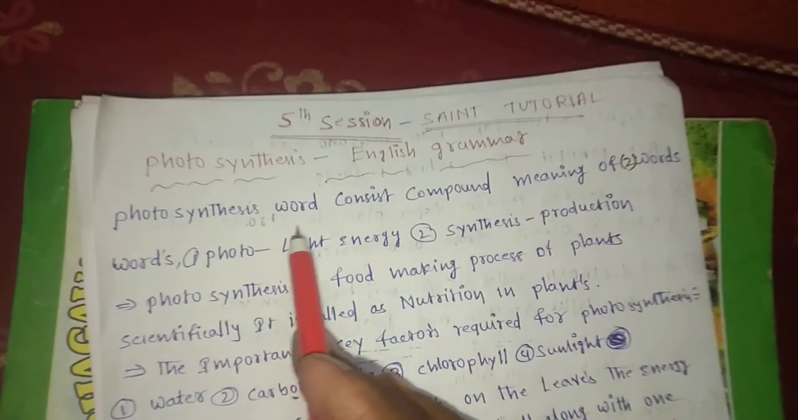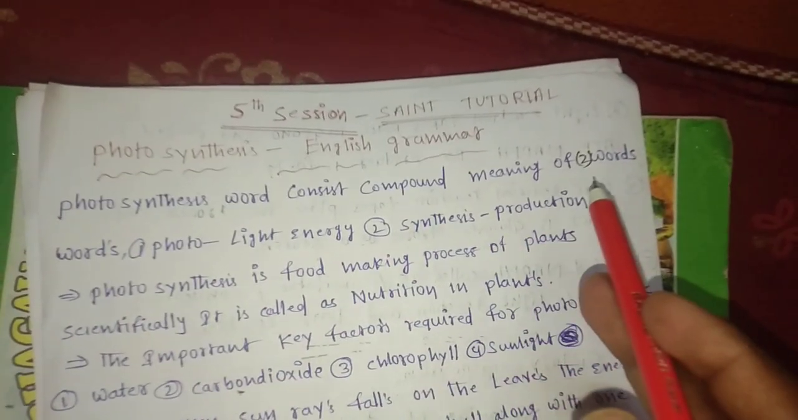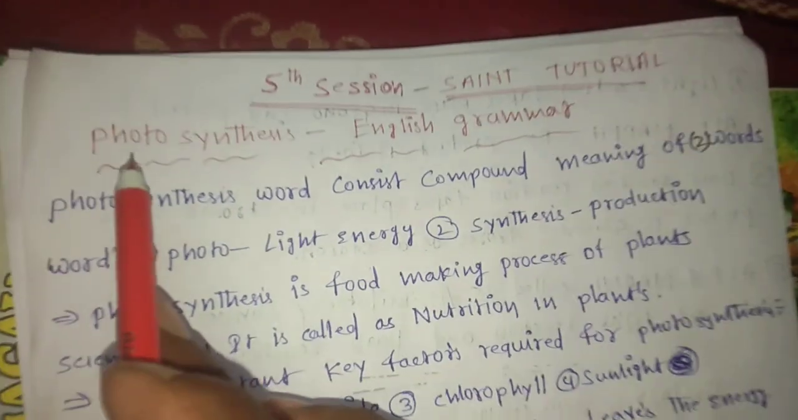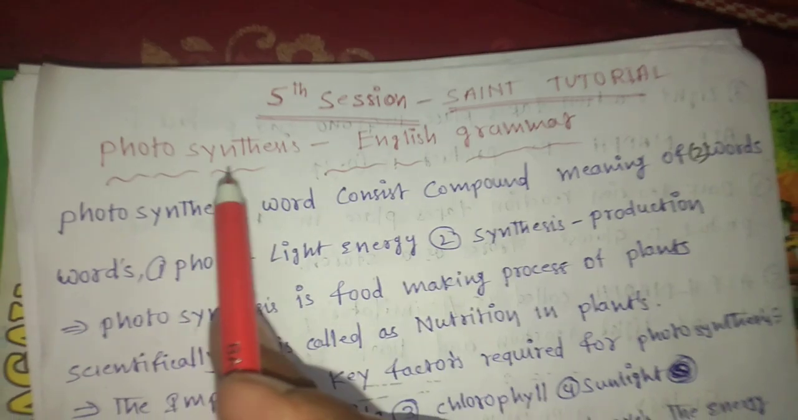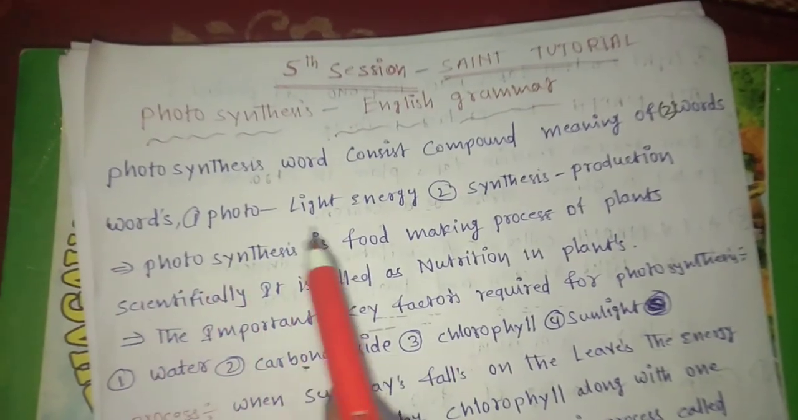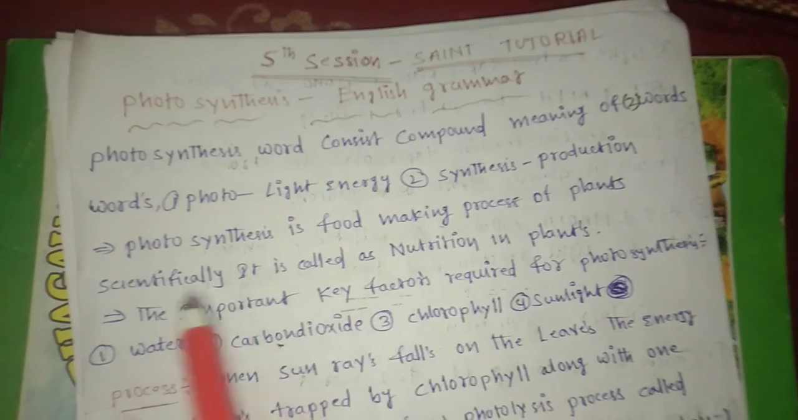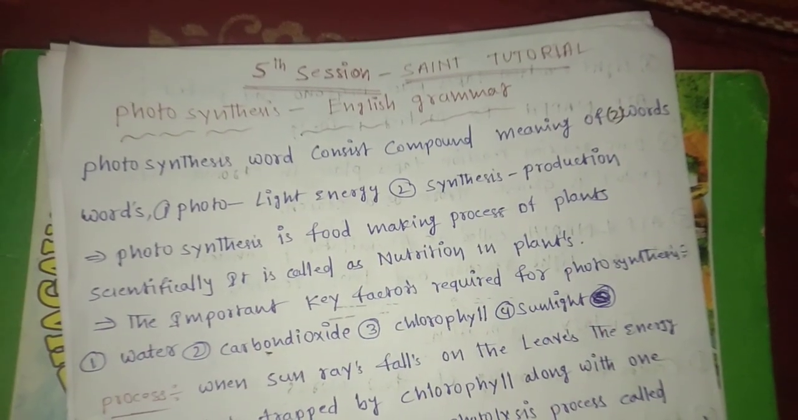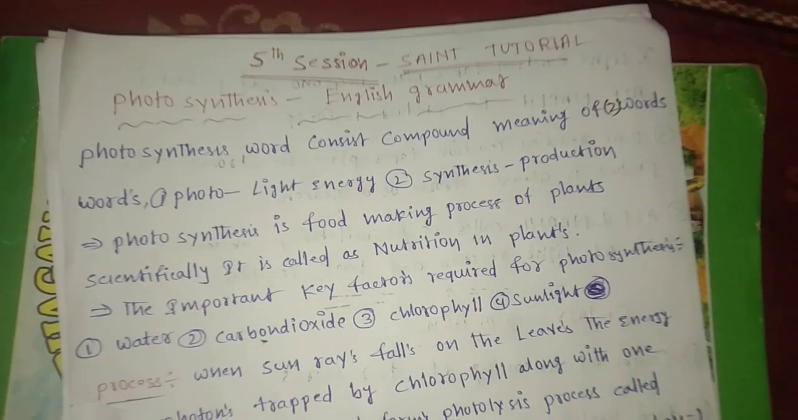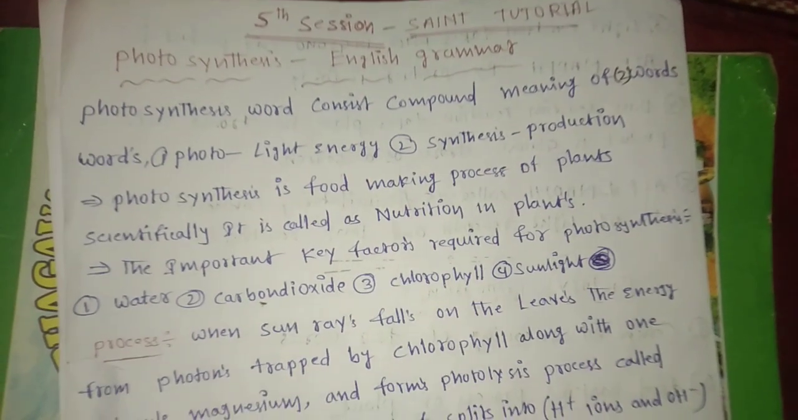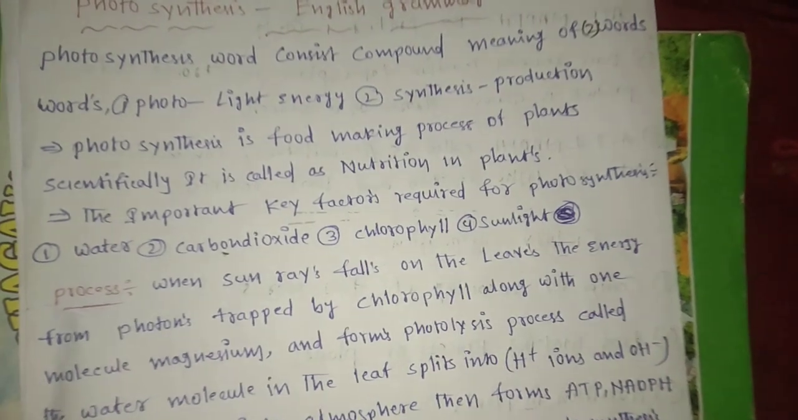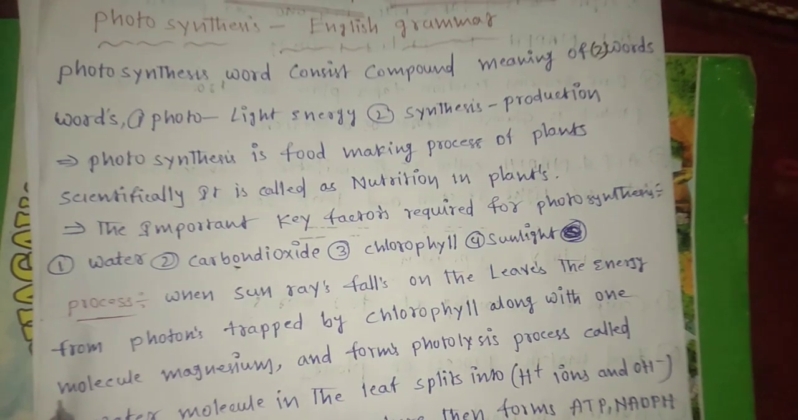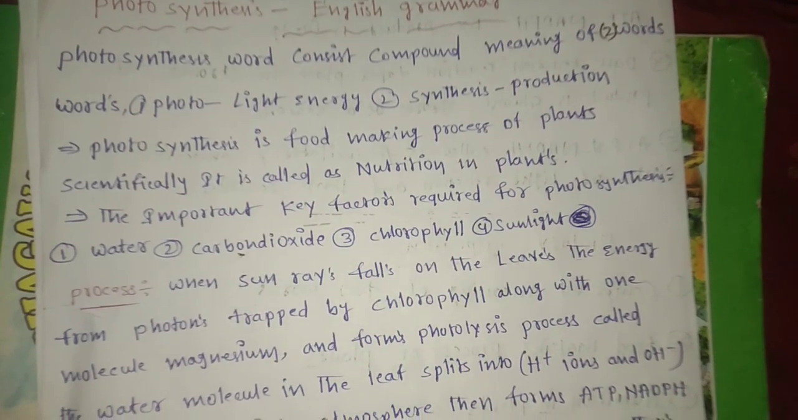The word photosynthesis is a compound of two words. Photo means light energy, synthesis means production. Photosynthesis is a food making process of plants. As we know, everyone needs food for survival. In the same way, plants also need nutrition. But they are autotrophs. Why? Because they can prepare their own food. But how? Let's learn now.